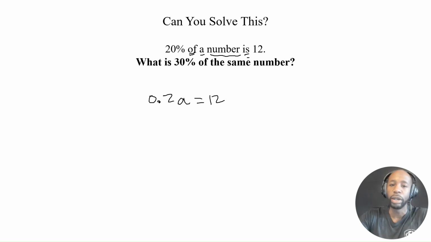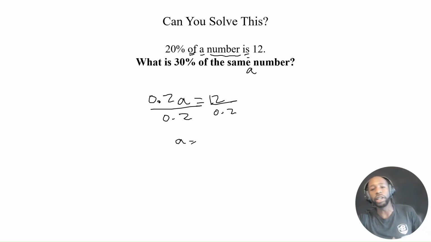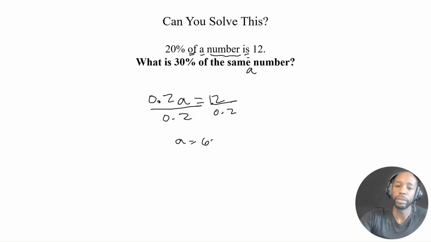Now, what's 30% of the same number? So, what's 30% of A? We need to find A first. Very easy here. We're going to divide both sides by 0.2. Without a calculator, 12 divided by 2 would be 6, so 12 divided by 0.2 would give you 60.